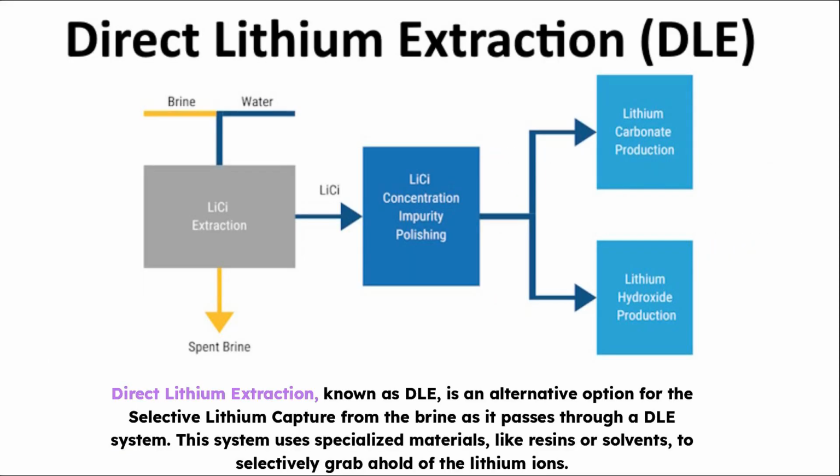Direct lithium extraction, known as DLE, is an alternative option for the selective lithium capture from the brine as it passes through a DLE system. This system uses specialized materials, like resins or solvents, to selectively grab a hold of the lithium ions.